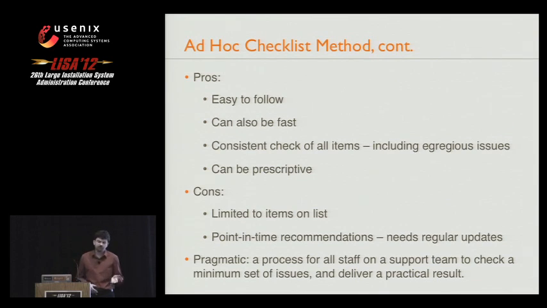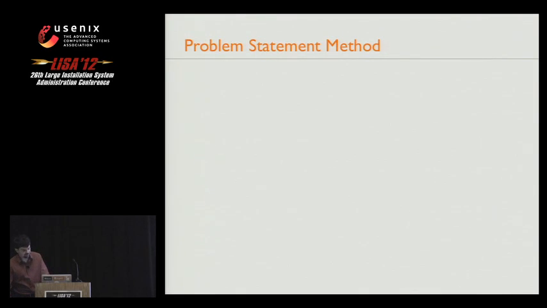The cons are probably pretty obvious. It's limited to the items on the list. It's point-in-time recommendations. It needs regular updates. And people follow these lists without really having an understanding of what they're doing. And that can be problematic as well. So the ad hoc checklist method has uses, it has pros, and I've included it as it is a very commonly used methodology. Problem statement method is the next one.